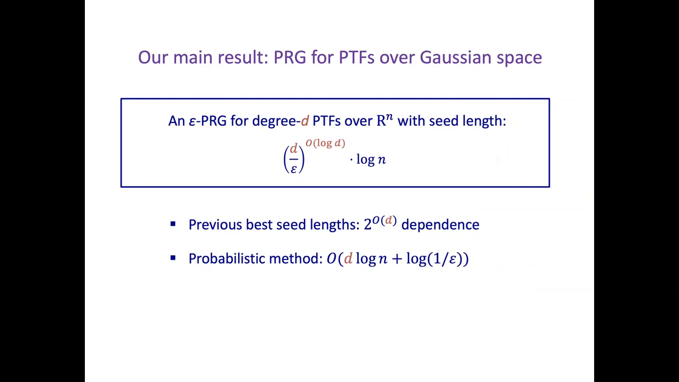With this definition and with this equivalence, I can now state our main result, which is a new PRG for PTFs over Gaussian space. We give an epsilon PRG for degree d PTFs over R^n with seed length (d over epsilon) to the log d times log n.